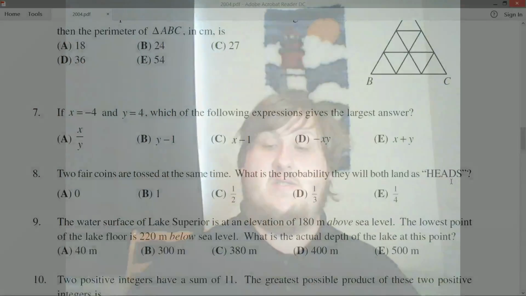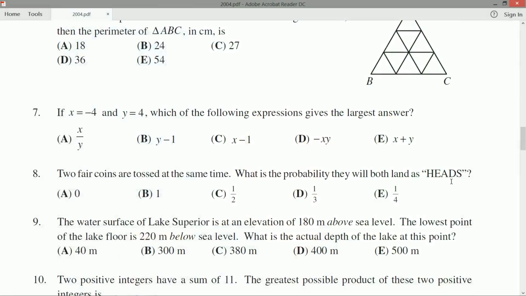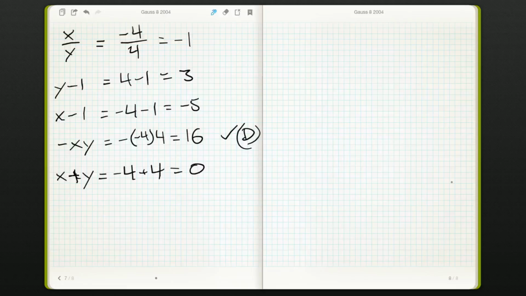So with a question like this, I think what I'm going to do is make a little tree diagram of the possible outcomes. Well, actually, first let's talk about how people often get this wrong. So the possible outcomes here are they could both be heads, one could be heads and one could be tails, and they could both be tails.